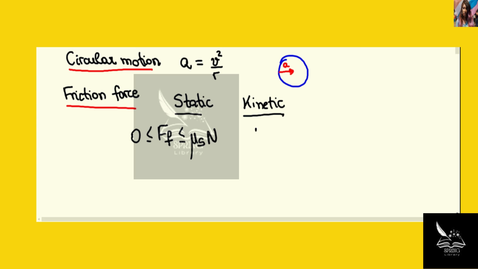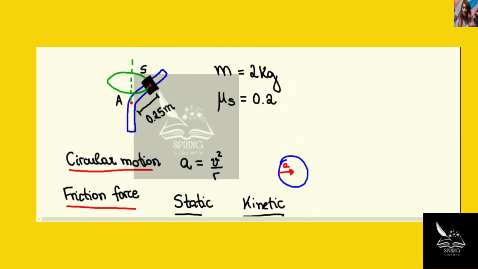The kinetic friction, on the other hand, has a force that is equal to the coefficient of kinetic friction, μk, times the normal force. And with this information, we can go on to our problem.